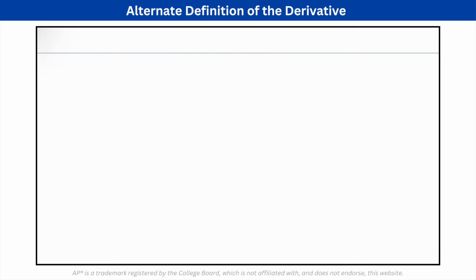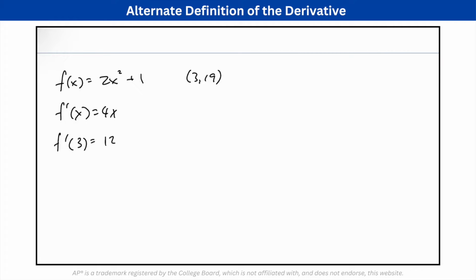Now, for the same question that we had earlier, 2x squared plus 1, at 3 comma 19, we know that the slope is equal to 12. We know because we learned that f prime of x is 4x, so f prime of 3 is equal to 12. I'm going to use this example to extend our understanding of the derivative a little bit, because not only do we have the definition of the derivative, we also have something called the alternate definition.